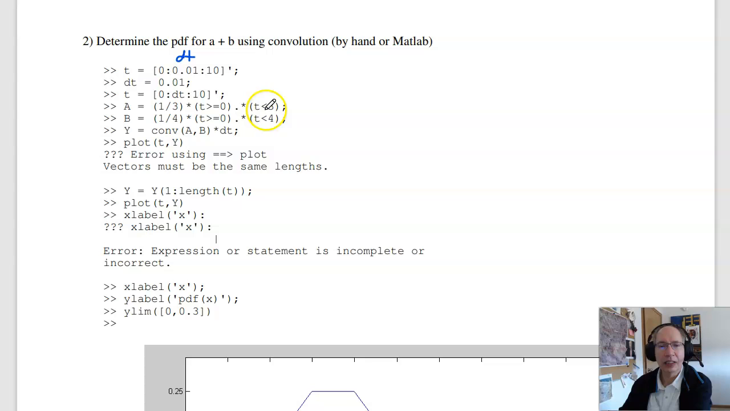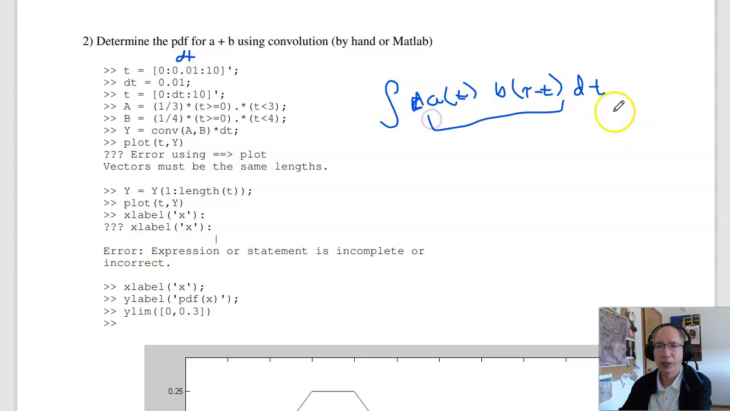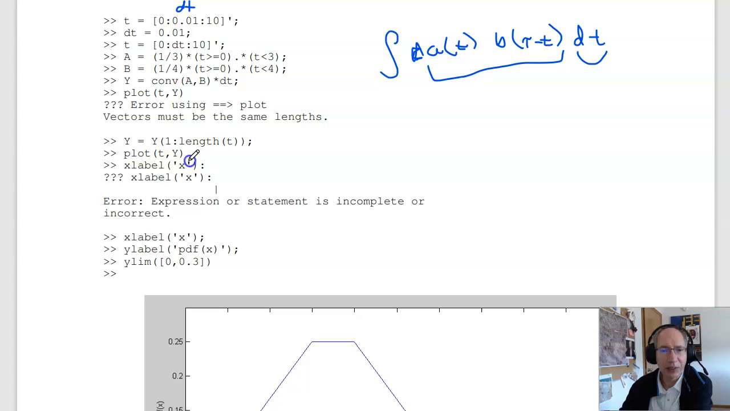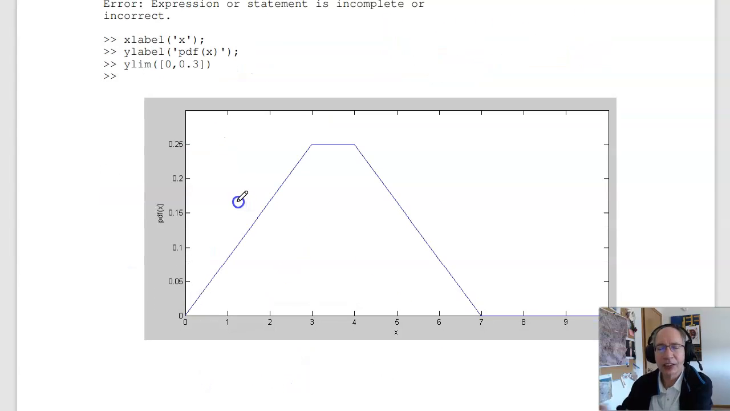Then y is the convolution integral. So that'll be the integral of, yes, it's lowercase, a of t, b of tau minus t, dt. So when you do that, it's the convolution of a and b. I've got to multiply by dt, since I'm doing integration, to get the right answer. And you're getting the dimensions right. Eventually, when you plot t versus y, it looks exactly the same.